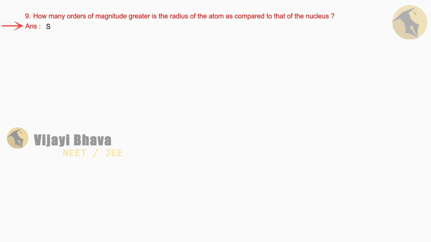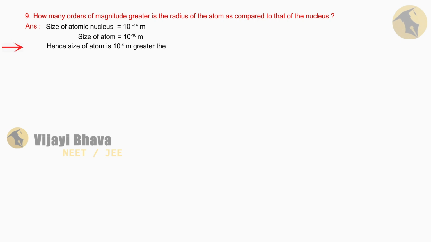The next question in this series, how many orders of magnitude greater is the radius of the atom as compared to that of the nucleus? The answer for this, size of atomic nucleus is equal to 10 power minus 14 meter and size of atom is equal to 10 power minus 10 meter. Hence, the size of atom is 10 power 4 times greater than the size of the nucleus.